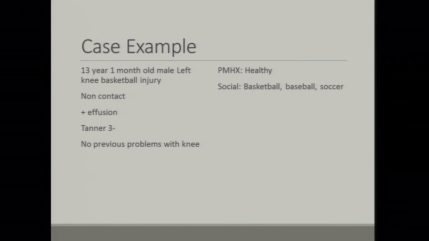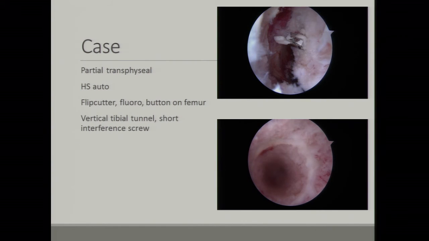Returning to the case example: just over 13-year-old, non-contact ACL injury, early to mid-adolescent, Tanner 3, with a skeletal age similar to the chronologic age. I did a partial transphyseal reconstruction, so drilled across the tibial growth plate, which you can see here.